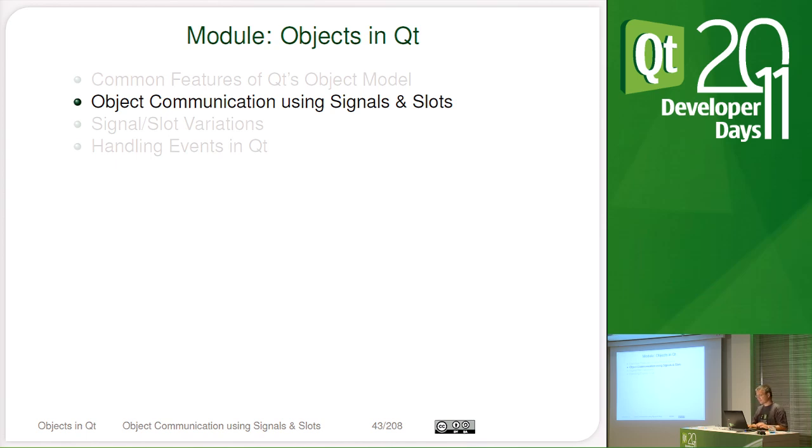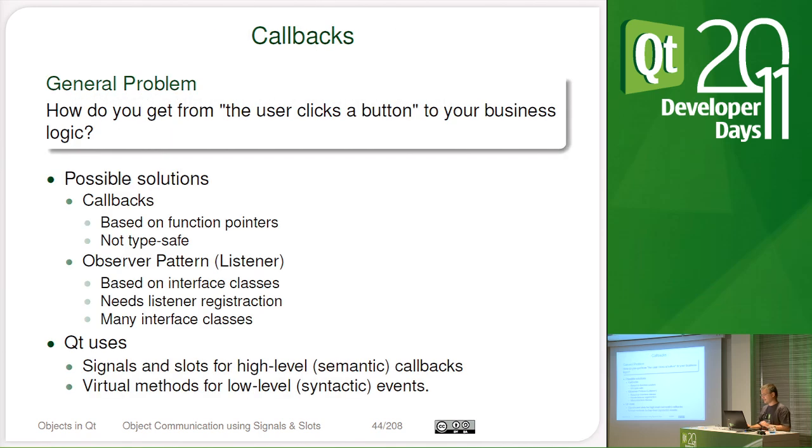Okay, so let's try to see how the objects can communicate with each other. We can do this in different ways. Possible solutions are callback functions. I think every one of you knows about callback functions, and I think every one of you using callback functions had the problem that your application will crash if you just do something wrong. There is no type conversion, no nothing, and it can be really unstable.